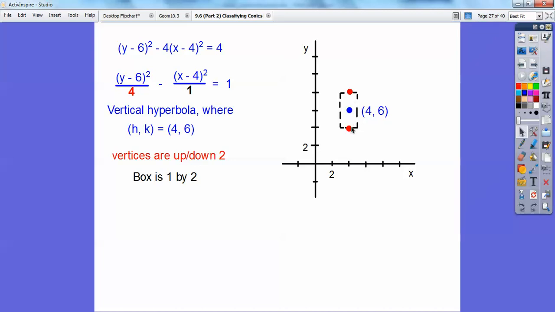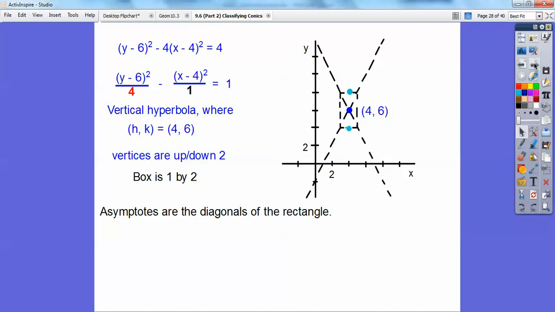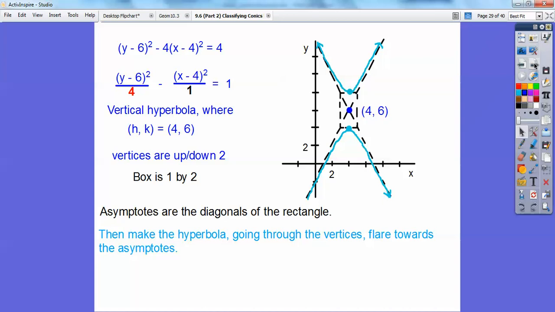My vertices are up and down 2, so my box is over 1 on both sides, and then up 2, down 2. Okay, and then my asymptotes, you connect those diagonals. Remember that? We connect those diagonals. Those are the asymptotes. Some teachers say asymptotes. I don't know. Okay, and then your hyperbola goes through the vertices, and I say they flare out. They infinitely get close to the asymptotes. So there's my hyperbola right there.